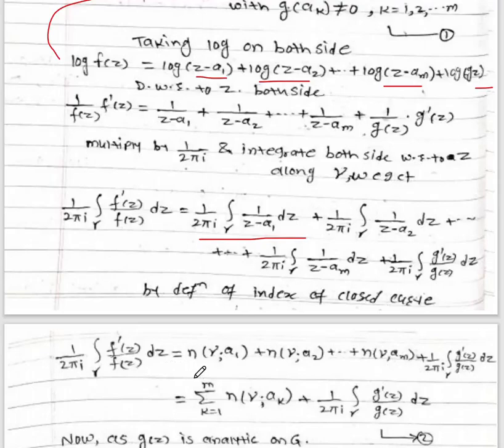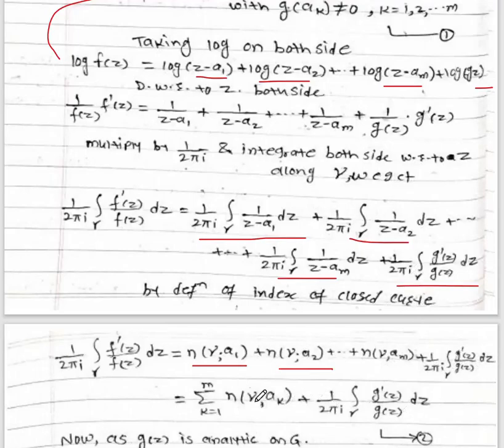Okay, so by using the definition of the index of a closed curve at point a1, this can be written as the index of the closed curve gamma at point a1, that is η(γ, a1), then η(γ, a2) for the term at point a2, and so on. This last term will be η(γ, am), and this term can be written as 1 upon 2π integral over gamma g'(z) upon g(z) dz, as it is.